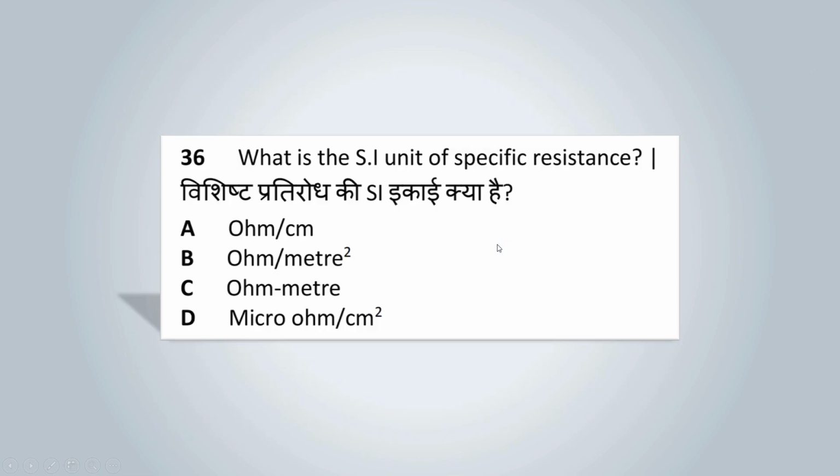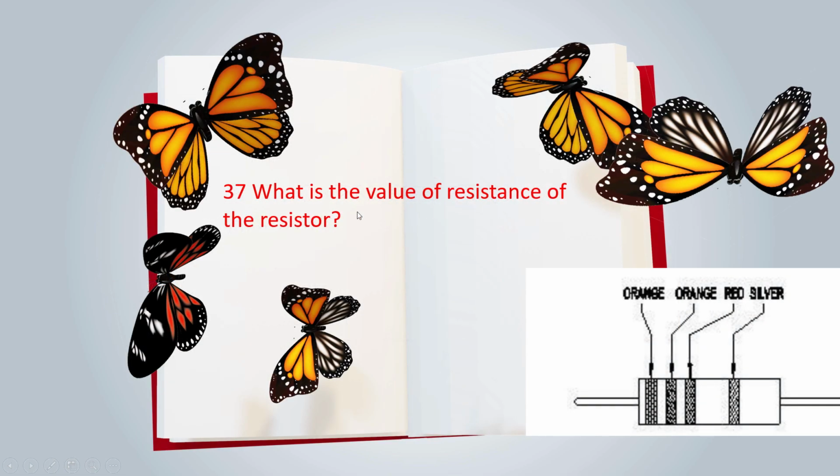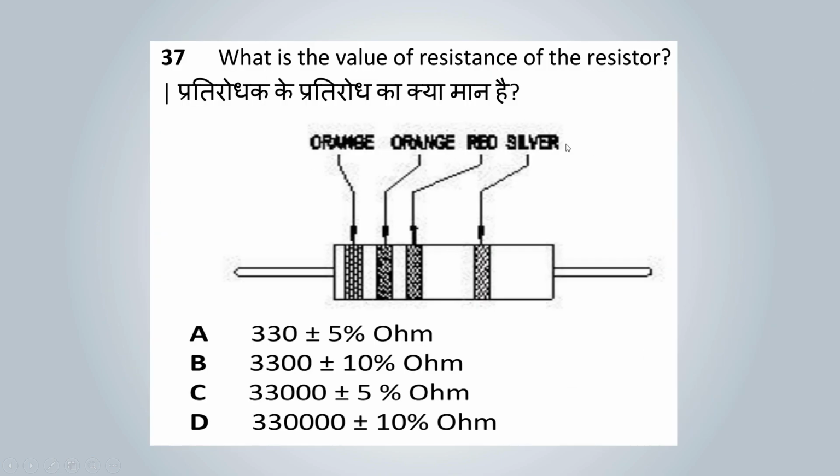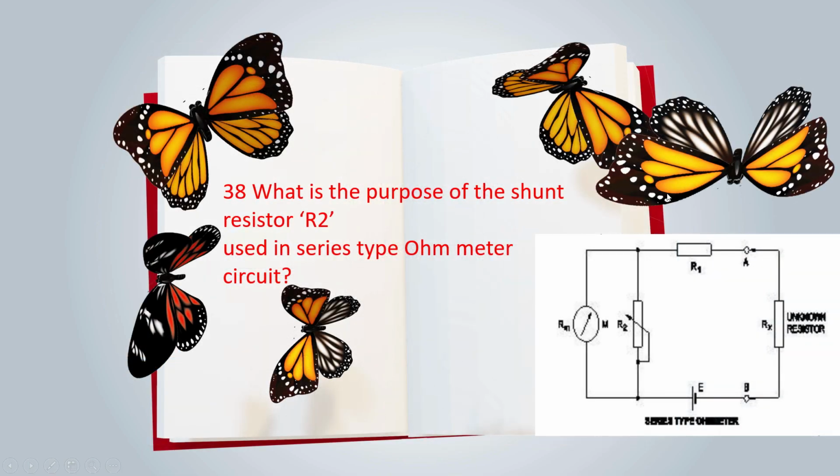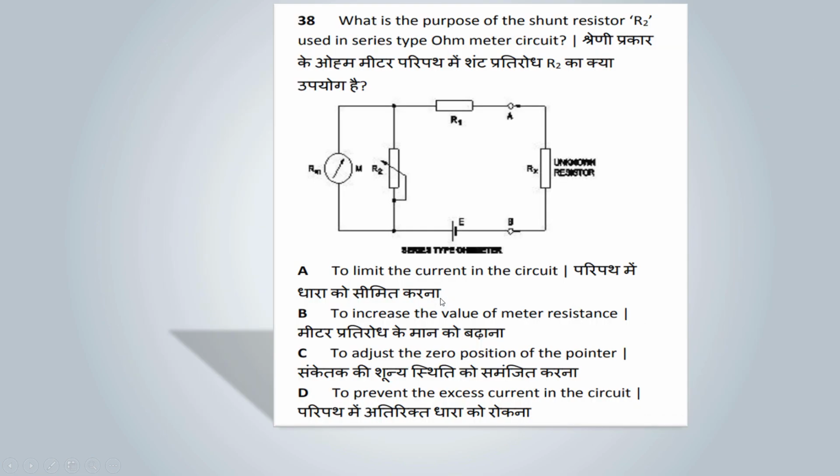What is the value of resistance of the resistor? So friends, already I explained this type of question. Therefore, option B is the answer. What is the purpose of shunt resistor R2 used in series type of ohm meter circuit? This question is asking about the ohm meter and the resistor R2, what is the purpose of R2 resistor. The answer is to adjust the zero position of the pointer.